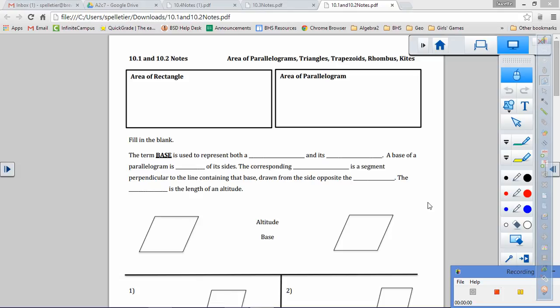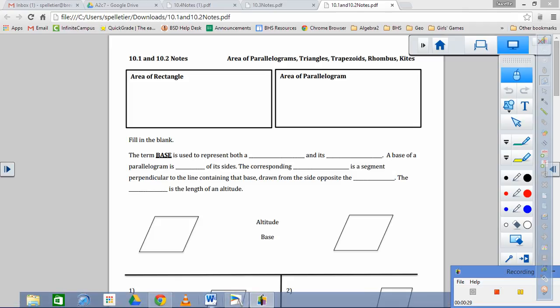Okay, this lesson in Chapter 10 is all about the area of different geometrical figures. And this particular lesson, both 10.1 and 10.2 have been combined. All we're going to do in this video is go over all of the different formulas for finding the area of all the different figures. Then you will spend some time actually practicing with those. But this lesson's just about getting those formulas written down.